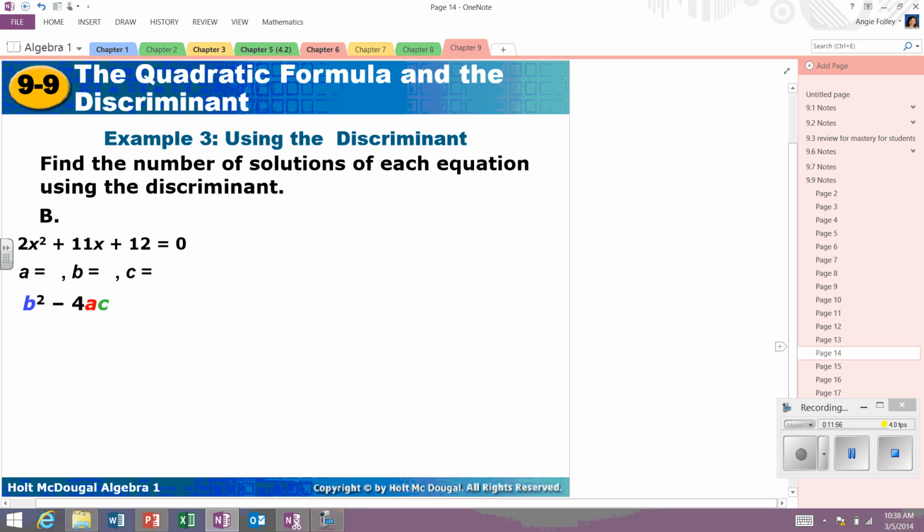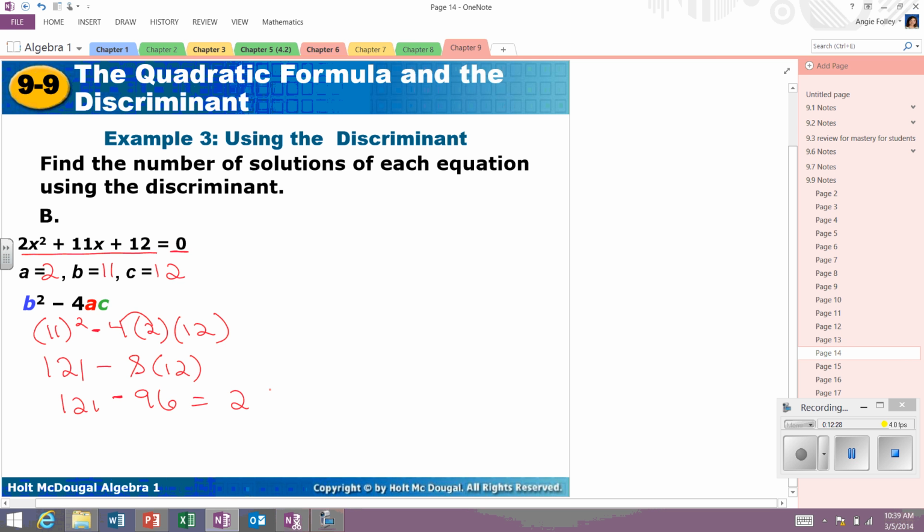Okay, so let's try another example. Everything's already on one side and set equal to 0. So my a value is 2, my b value is 11, and my c value is 12. Now I'm going to plug them in. 11 squared minus 4 times 2 times 12. That becomes 121 minus 8 times 12, which is 96, which equals 25. If you get a positive number, that means it's under the radical, it's a positive number, that works, so you have two real solutions.